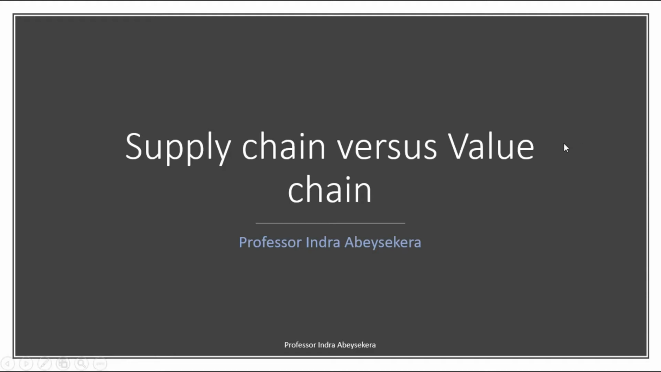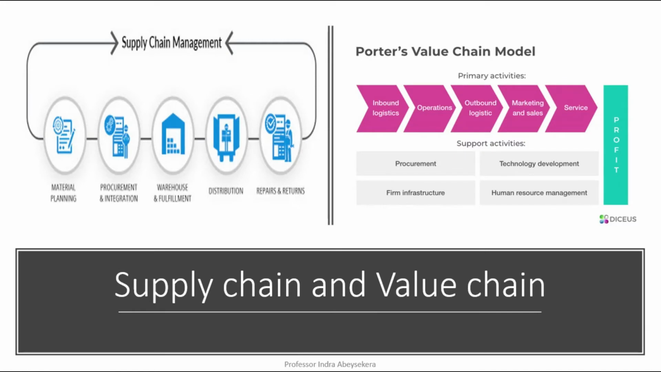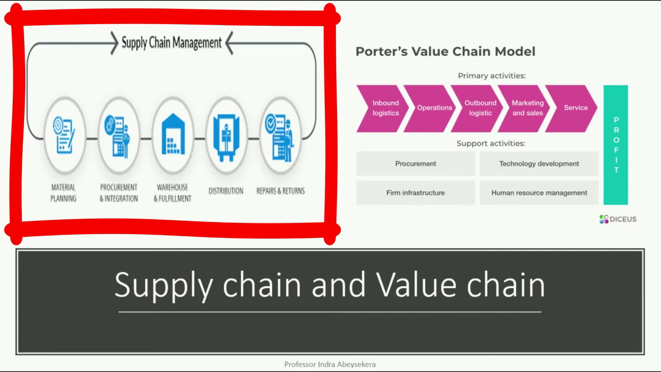What's supply chain and what's value chain? Supply chain starts with material planning, then material procurement, then it's going to the warehouse, and from the warehouse to the production. Then the product is being distributed to the customer, and any repairs and returns are being taken care of to satisfy the customer. So it's from material planning to customer satisfaction.